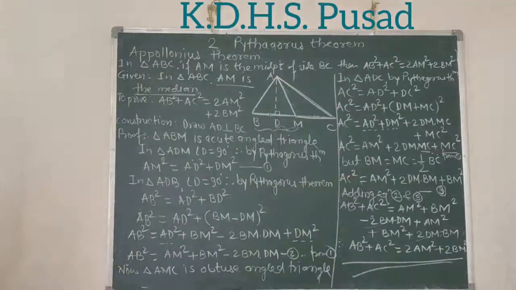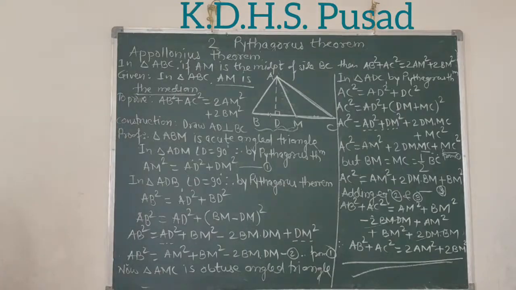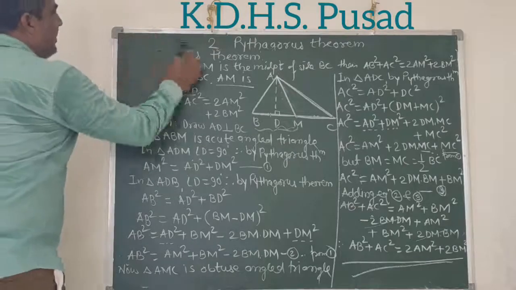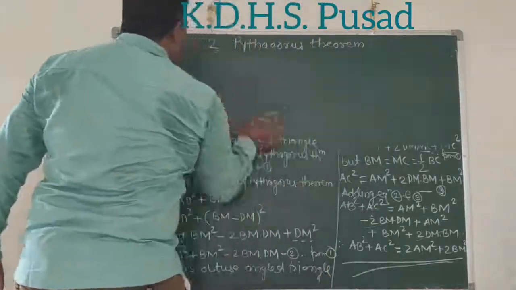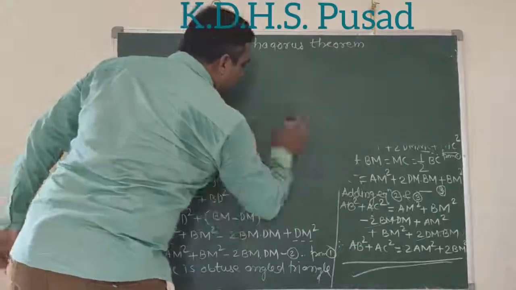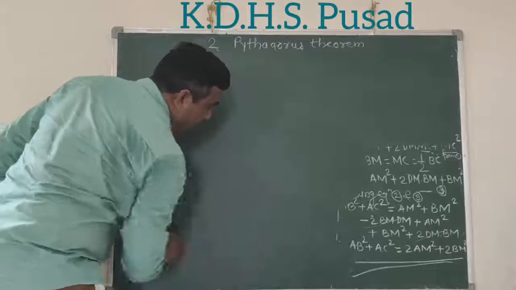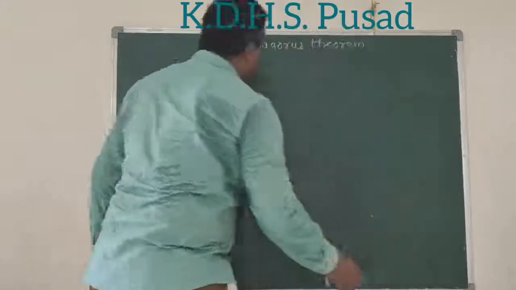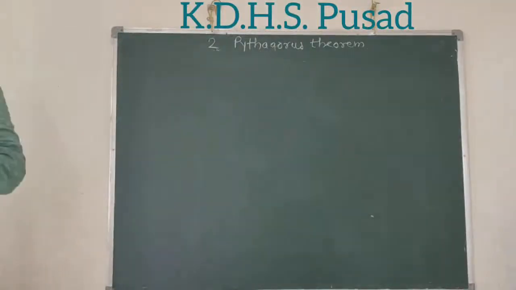Now based on this Apollonius theorem, we will study various problems. Whenever you have Apollonius theorem, you have to use the formula. For this theorem, a median is compulsory. If you have a median, you can use Apollonius theorem. Otherwise, you cannot use Apollonius theorem.